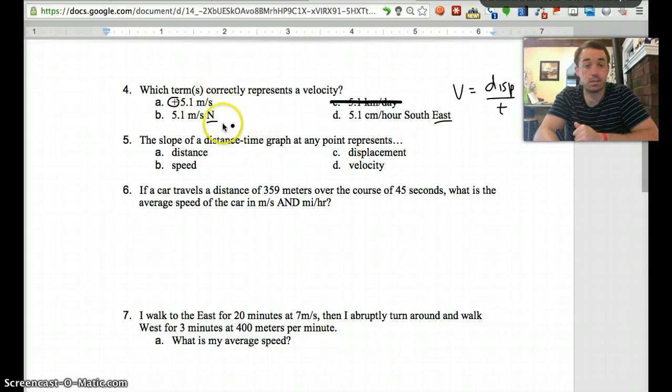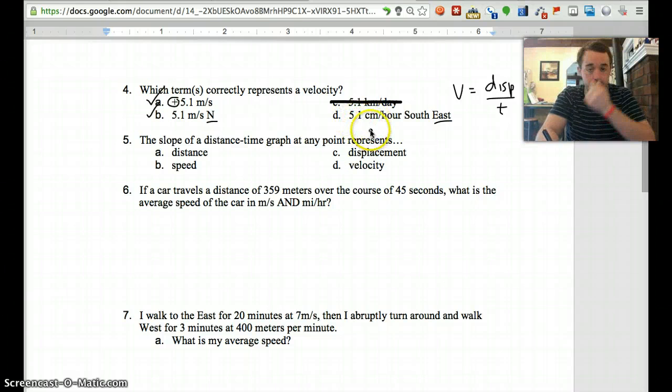All right, so now we've got to look at the units. Meters per second. So you have a length divided by a time. A is definitely a possibility. What about B? 5.1 meters per second. There's that meters per second again. North, we got the direction, we got the units right. B could definitely be a velocity. And 5.1 centimeters per hour, different units here. Centimeters, still a unit of length. Hours, still a unit of time. And we've got southeast. It's like a double direction, but we've talked about that in class. So D is also a velocity. The only one that wasn't was C because it had no direction.